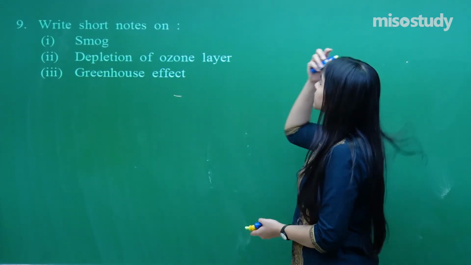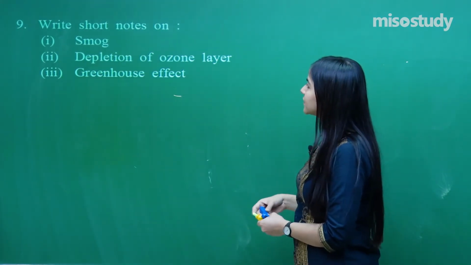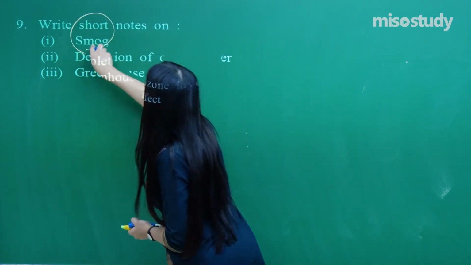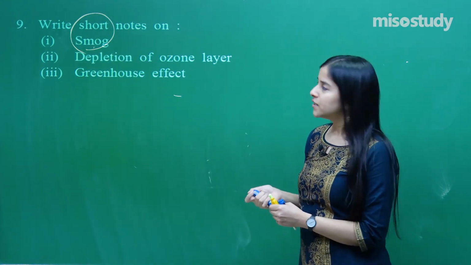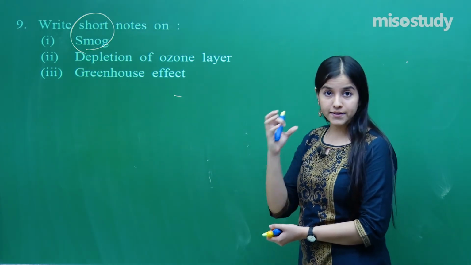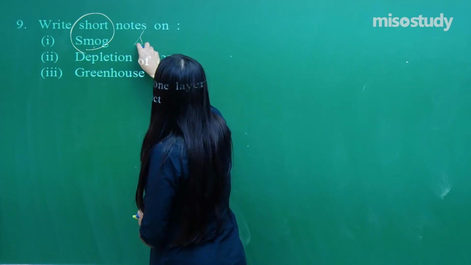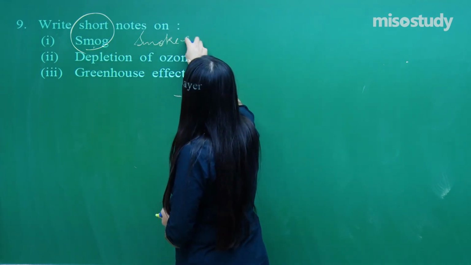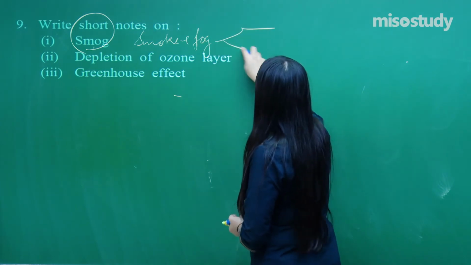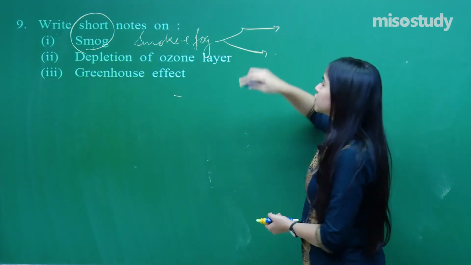Write short notes on smog, depletion of ozone layer and greenhouse effect. Smog, first of all, what is this? You need to write a short note. Just tell what smog is. It's smoke plus fog, we know this. And then what you have to mention is the types of smogs. What are the types of smogs you have?